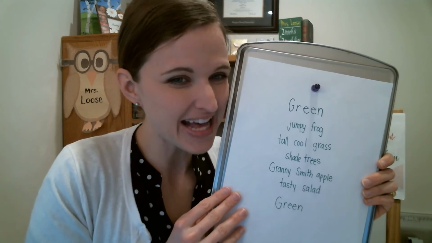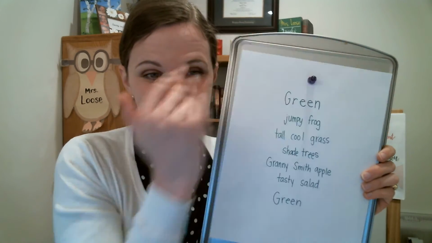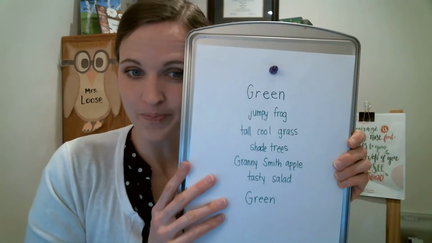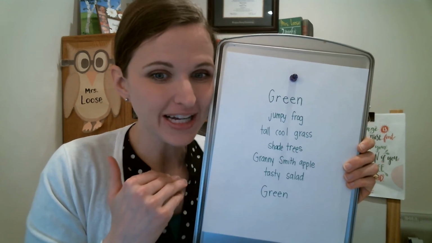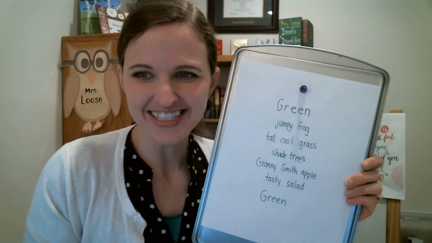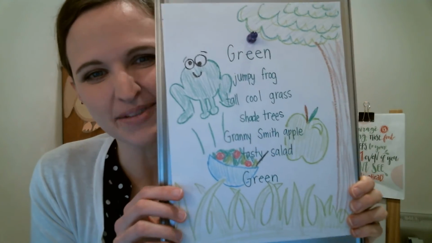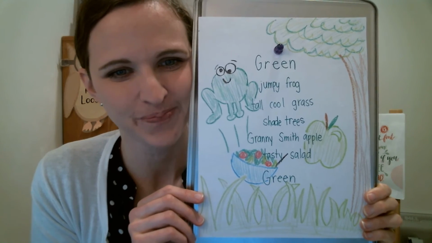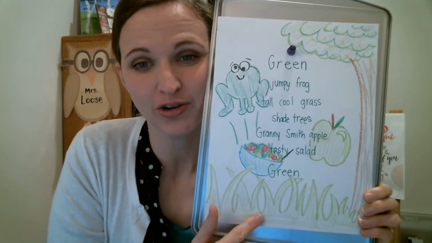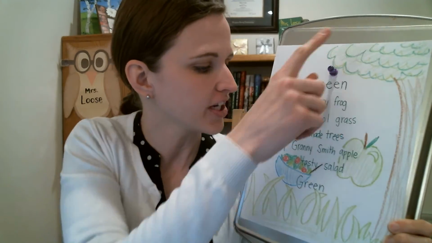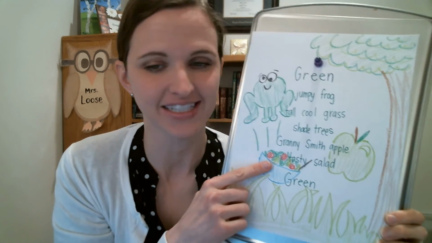Now, this is the best part. You draw some pictures to go with your poem. So I'm going to pause while I draw mine, and you can draw yours. All right, I'm done. I colored some pictures to go with my poem. I drew the jumpy frog, the tall, cool grass, the shade tree, the Granny Smith apple, and a tasty salad.